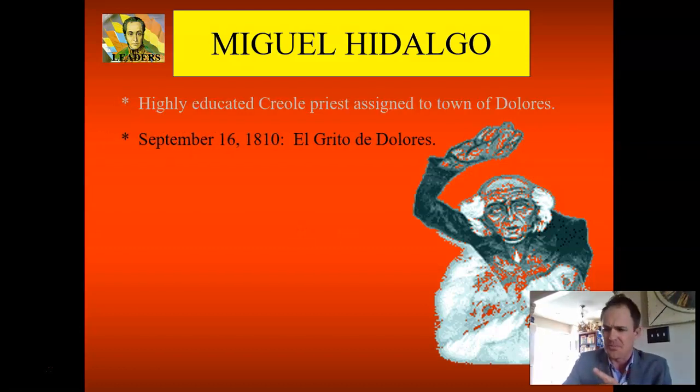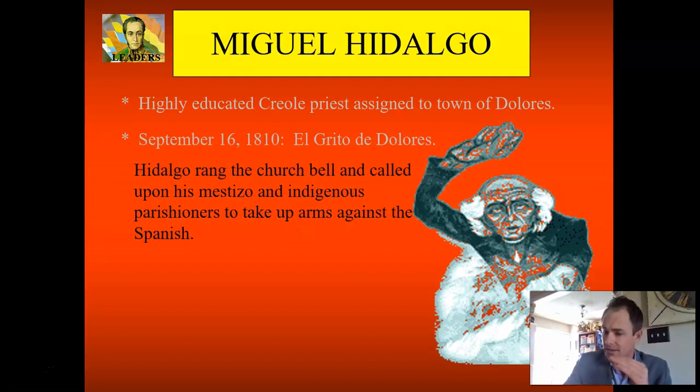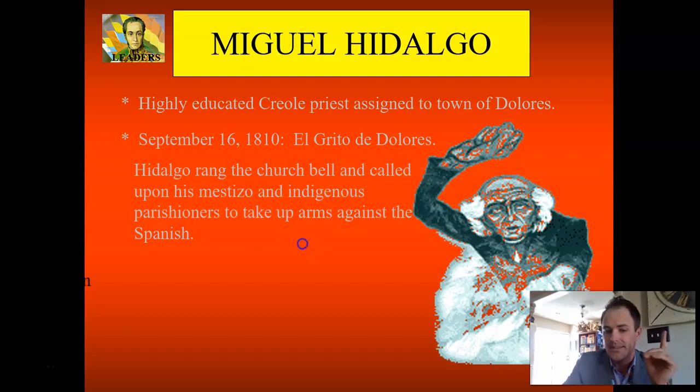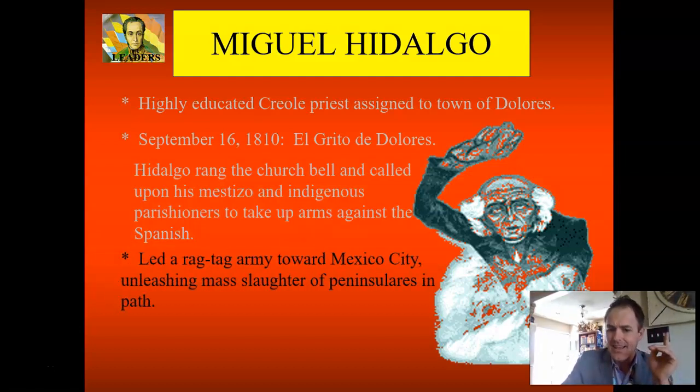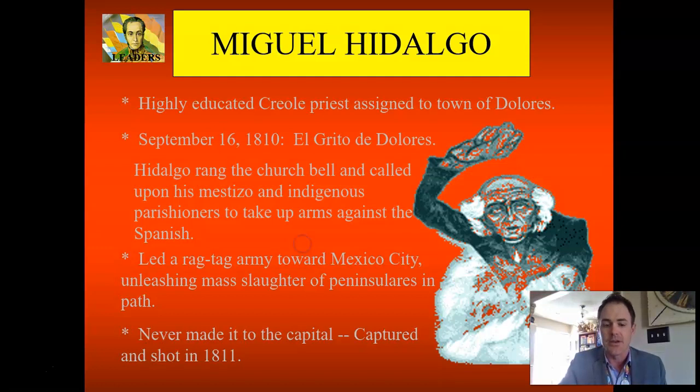I don't know if you can hear this music, probably not, but it's the bell ringing, right? So on September 16th, he rings this church bell, calls upon his lower class, mestizo, indigenous prisoners, to take up arms against the Spanish. Notice the year 1810. Leads them toward Mexico City, mass slaughter Peninsulares in their path, but he never made it there. He's captured and shot in 1811. But the calls for revolution don't die with him.